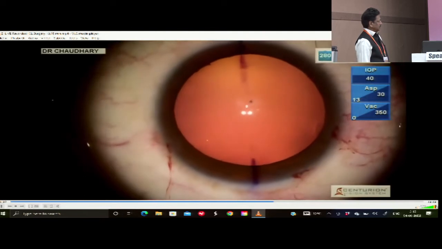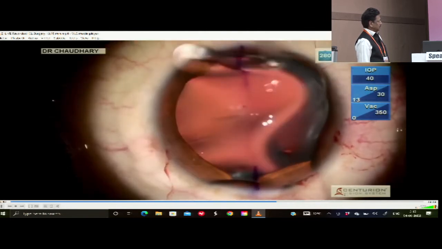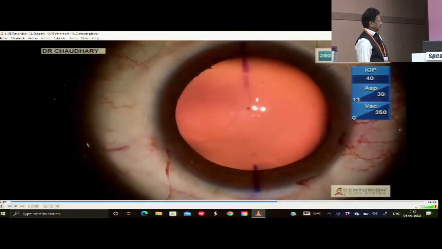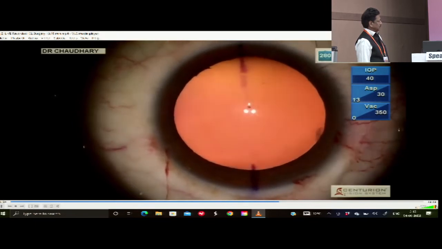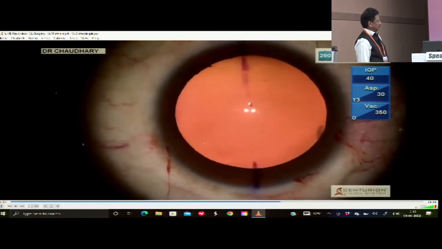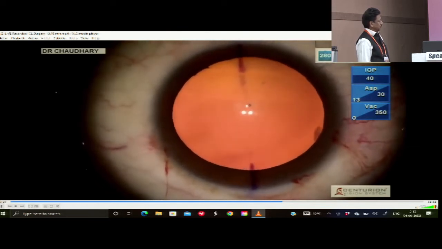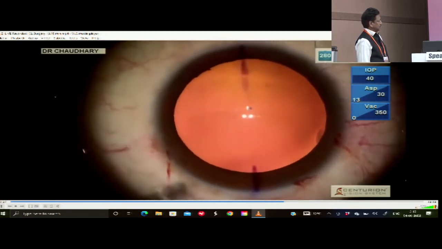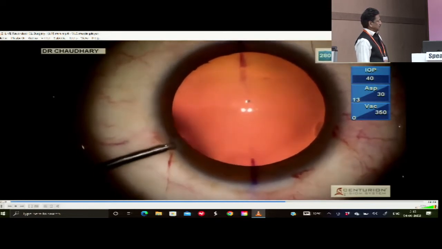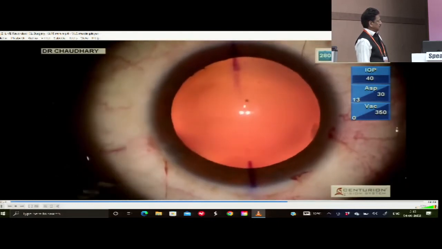Now there are two ways to insert it, under visco or under hydro. Both techniques are very good. The advantage of hydro insertion is that you are not using too much of visco, and whatever strands of visco are there in the injector, they come out in a few seconds. Whereas if you insert the ICL under visco, then the visco may get attached to the plates of the haptic, and some of it may still stay back and cause a secondary or an early post-op rise in IOP.